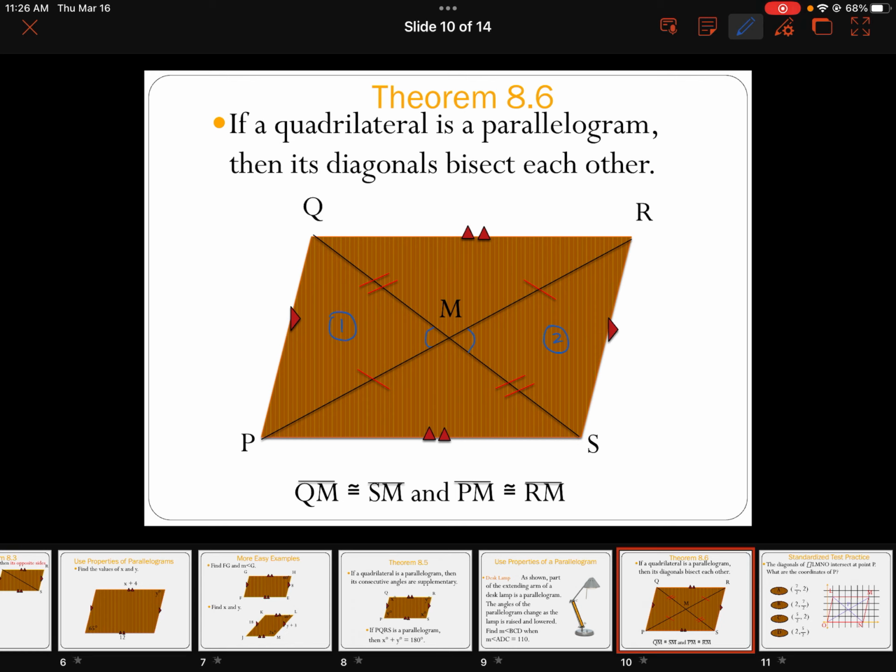Okay, now same thing with the top and the bottom. I would call that triangle 3 and that triangle 4. The triangle on the top is going to be congruent to the triangle on the bottom. So if you know any information on any one of these little triangles, you can transfer that to another little triangle that you know is congruent to it.